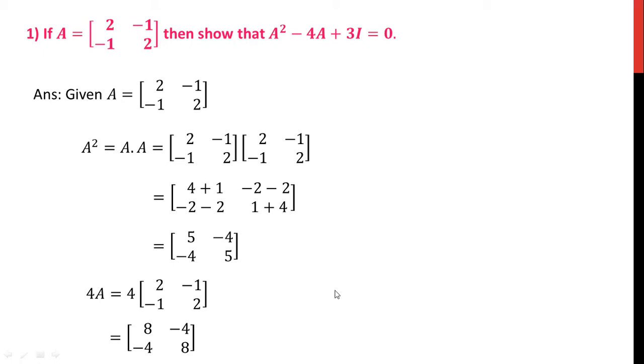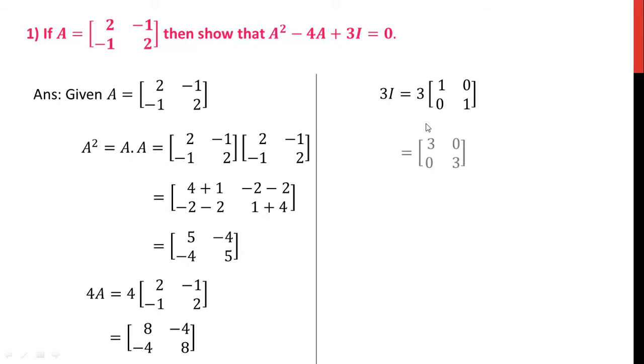So this is 4A. Then we require 3 into I. 3 into I means the identity matrix of order 2 by 2. So 3 into the identity matrix, multiply 3 to every element of this matrix, we get [3, 0; 0, 3]. So we have calculated A square, then 4A, then 3I. Now we have to show this equation, that is A square minus 4A plus 3I is equal to 0. 0 means this is the null matrix.